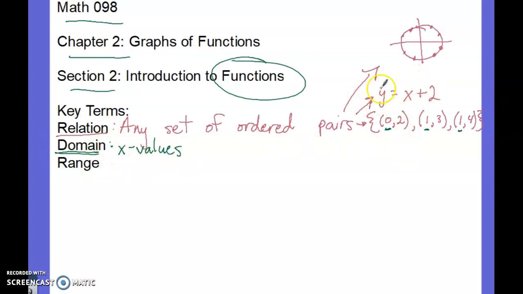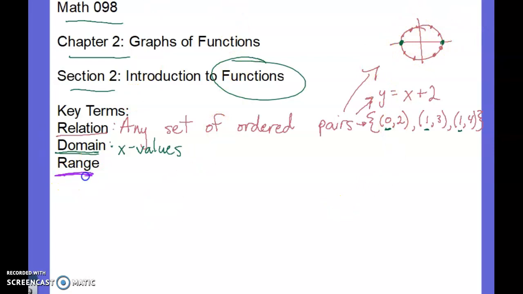On this one, you could say that x could be anything. So sometimes we say the domain is the set of real numbers. On this one, you could see that there's a smallest x value and there's a largest x value. So we might use interval notation to explain that one.